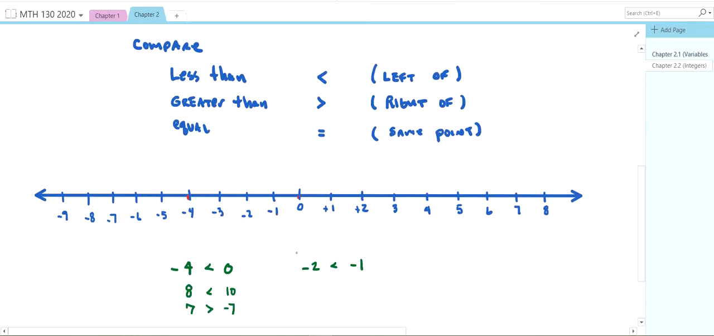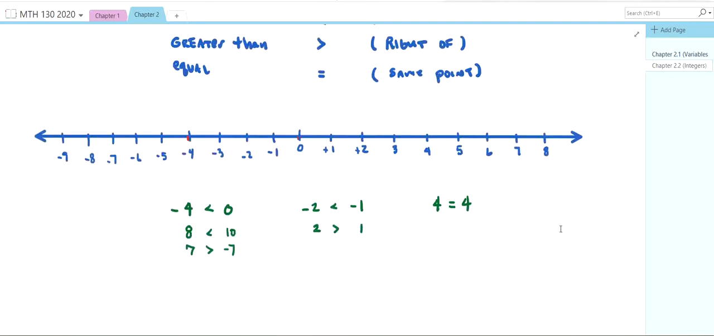So minus 2 is to the left, even though positive 2 is greater than 1. Positive 2 is greater than 1. It's to the right of 1. Minus 2 is less than 1. Okay? And so we could say 4 equals 4. A little trivial, but we could still say it. And that, oddly enough, is essentially the main topics covered in section 2.2.